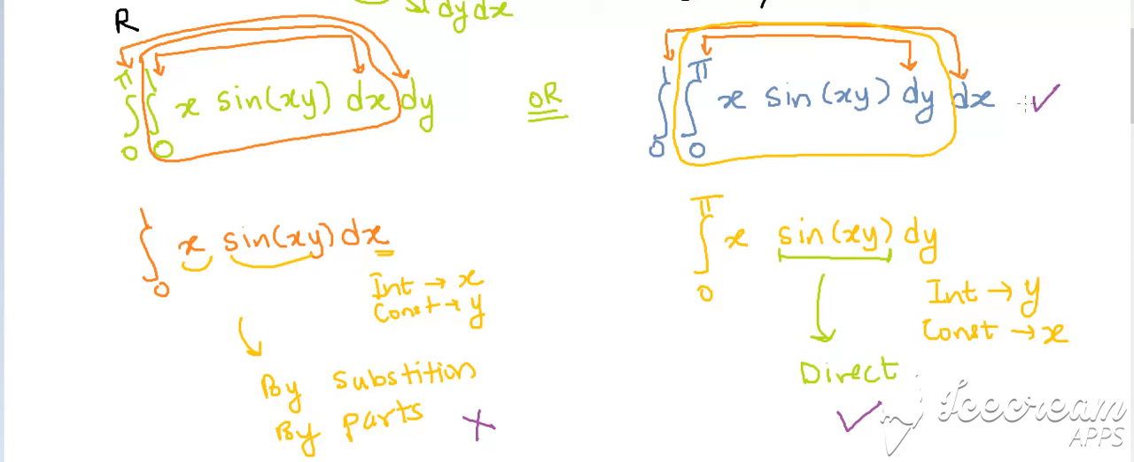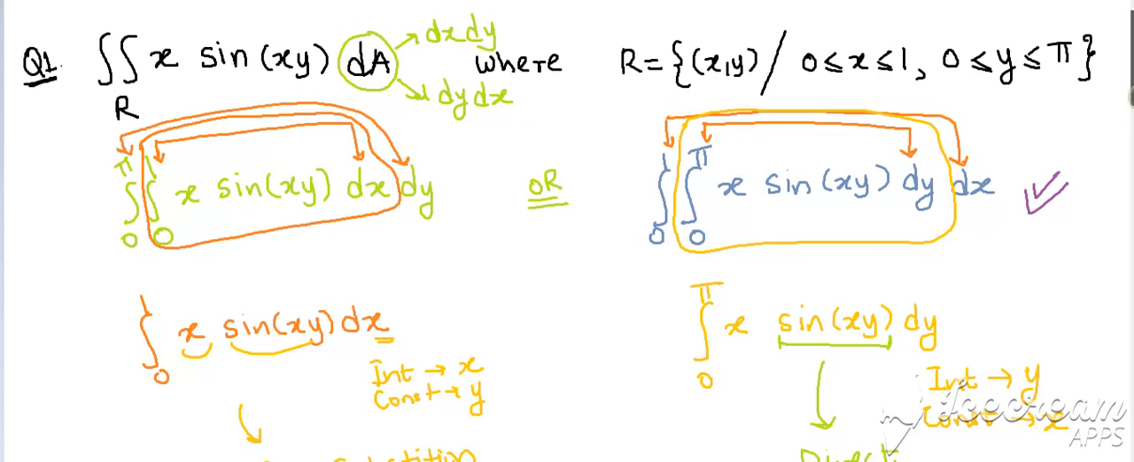That's why we will select the order of integration to be dy dx, not dx dy, as it would increase the complexity. So we are not picking this order of integration, instead this one. Again, it varies from question to question. So for this specific question, we are selecting the order of integration as dy dx, not dx dy.